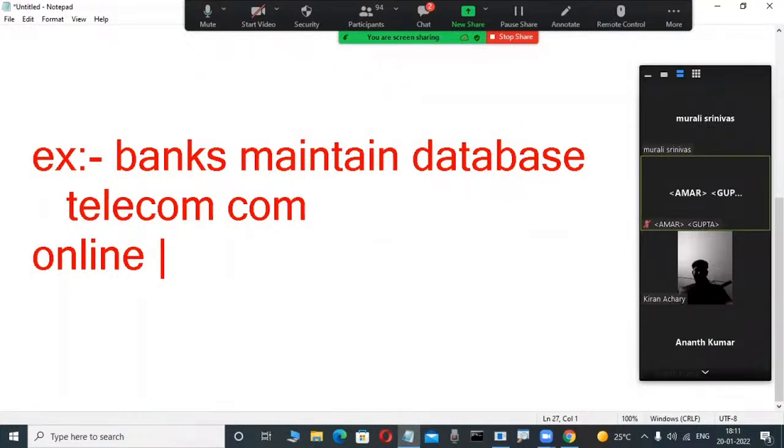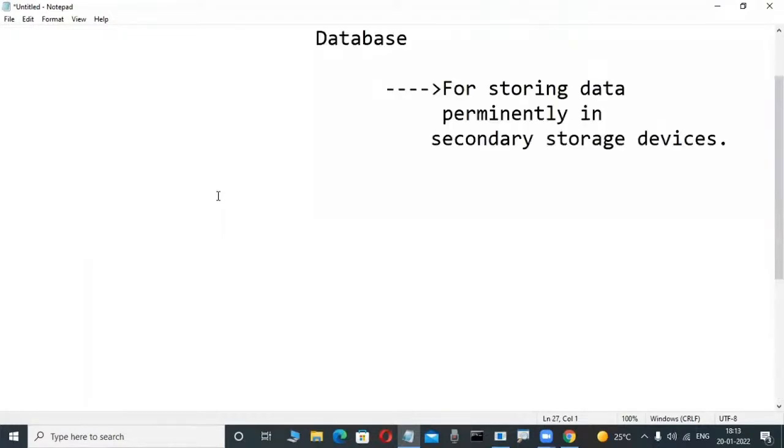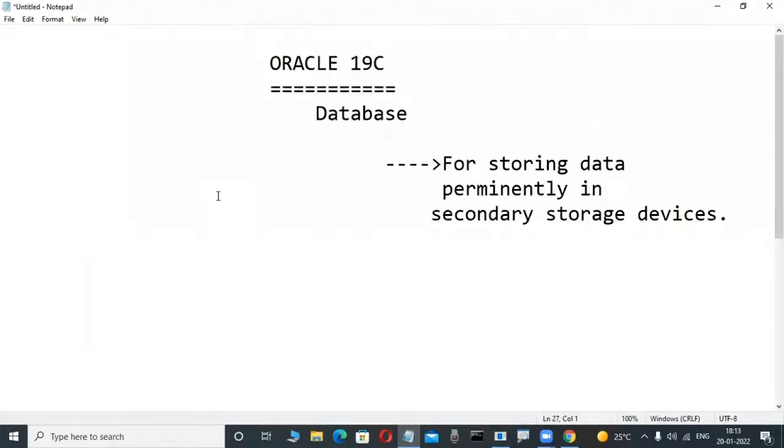Nowadays in a banking system, OTP validation is there. When we type a phone number, automatically an OTP is generated and sent. How? Through a database application. That's why so many different reservations and all these things, so many real-time applications worldwide, maintain databases.